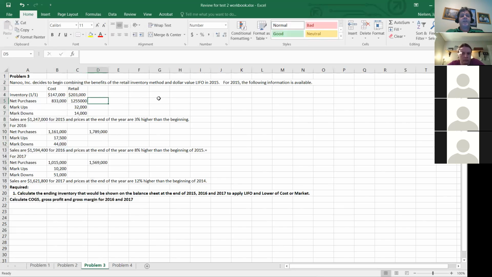So when you're looking at your cost to retail percentage, we take the 833,000 because we're applying lower of cost or market. So we ignore beginning inventory. We take just the purchases and we divide it by 1,255,000, 123, plus the markups, but we don't subtract the markdowns. Got too many zeros in. Yeah, I think I got too many zeros. That's why I only get 6%.